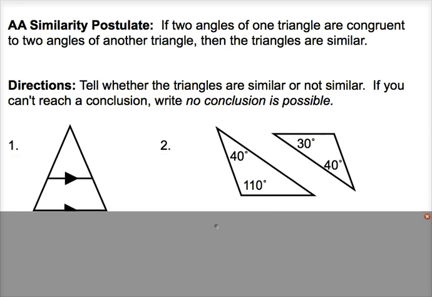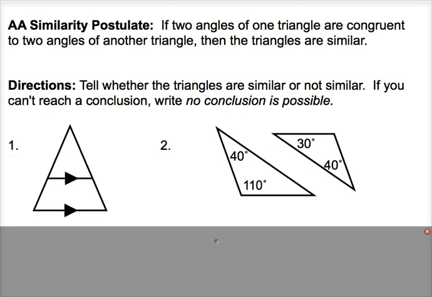Directions. Tell whether the triangles are similar or not similar. If you can't reach a conclusion, write no conclusion or not possible. So looking at number one, right off the bat I see parallel lines. And I know that with parallel lines, corresponding angles are congruent. So there's the small triangle at the top and the larger triangle. They both have two angles congruent, so they would be similar.